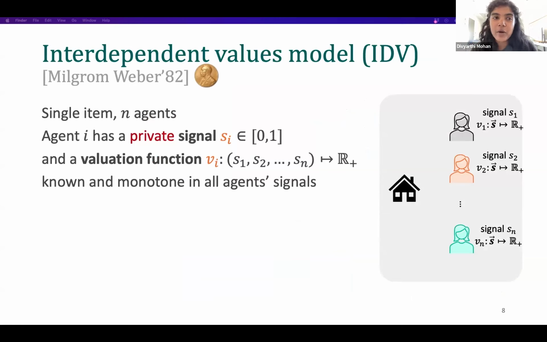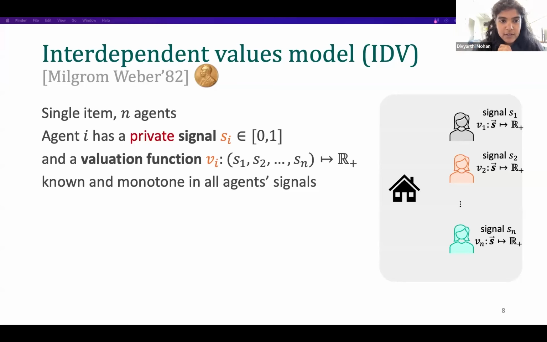Again, I'm only going to think about a single item auction with n agents. And each agent i now has a private signal s_i, let's say it's between 0 and 1, and a valuation function v_i. So this valuation function can potentially depend on all the agent signals, and this is going to map the signals of the agents to the value for the item. Okay, so the agents have private signals and known valuation functions, and you can also think of the valuation functions as being monotone in all agent signals.